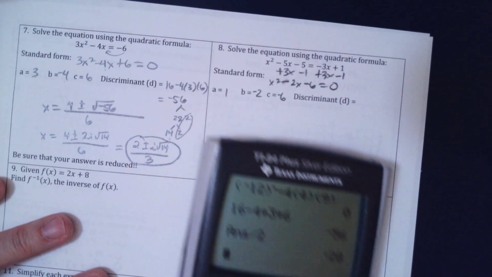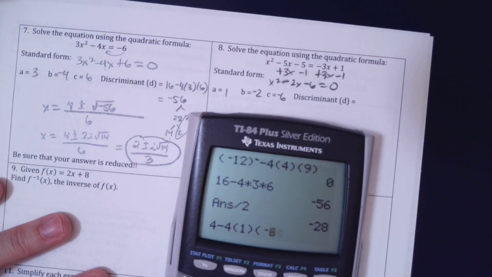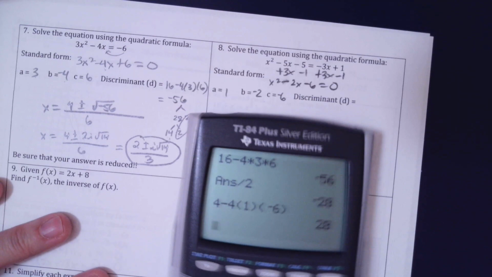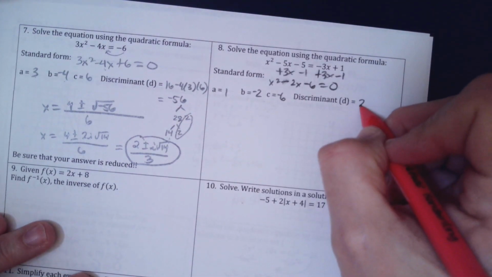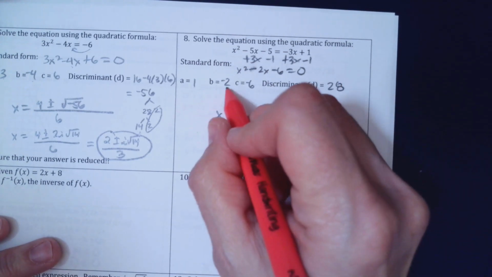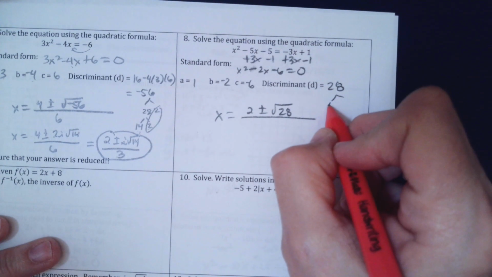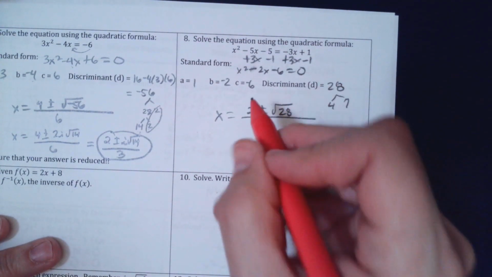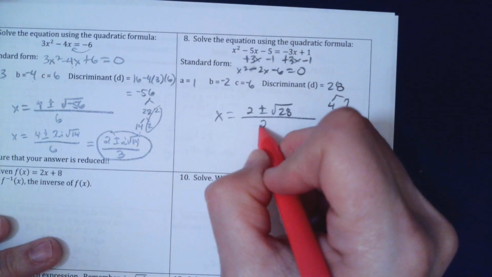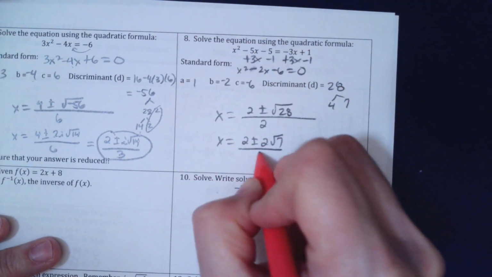So my discriminant is b squared. Negative 2 squared is 4, minus 4 times a is 1 and c is negative 6. So it comes out to 28. Nice positive discriminant. So for my answer, I'm going to have a big fraction. The opposite of negative 2 is 2, plus or minus radical 28. 28 breaks down into 4 times 7, so that's 2 radical 7, over 2 times a, so 2. So I'll rewrite this as 2 plus or minus 2 radical 7, all over 2.